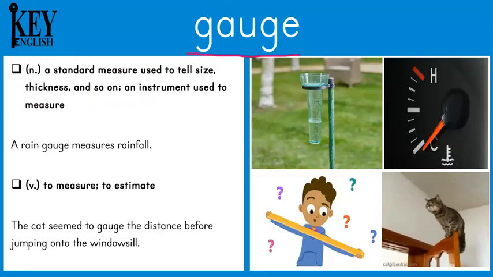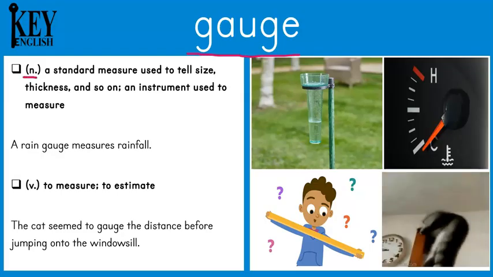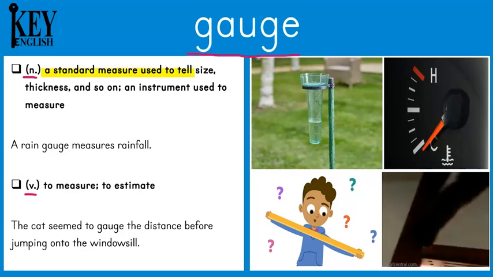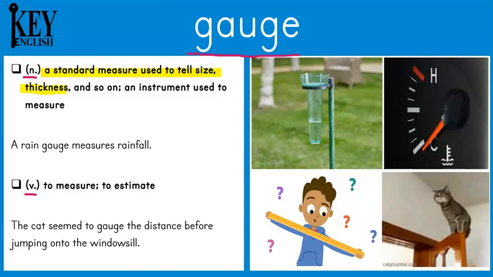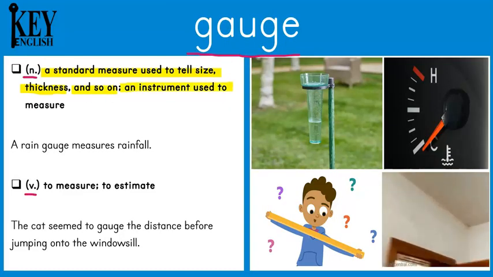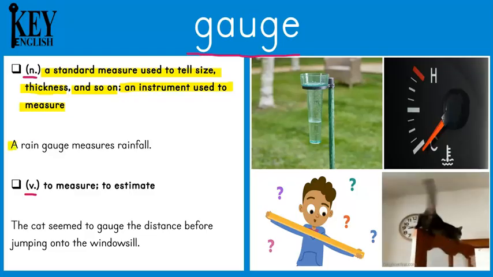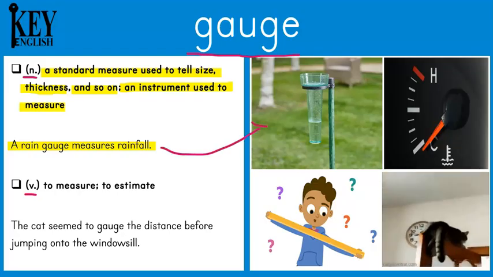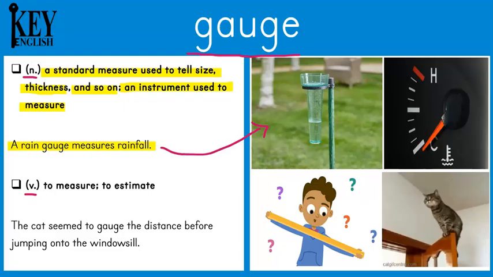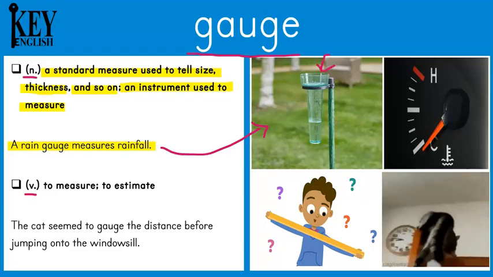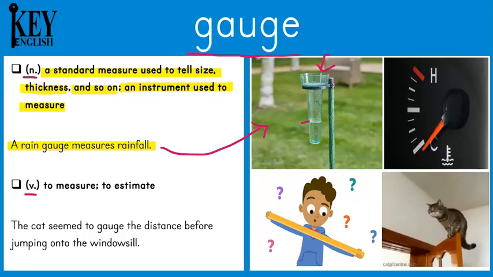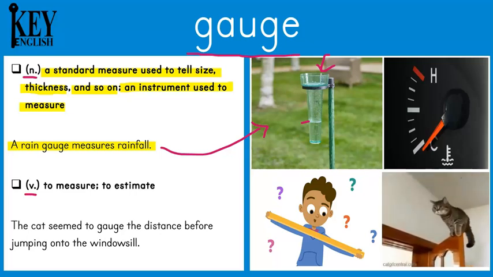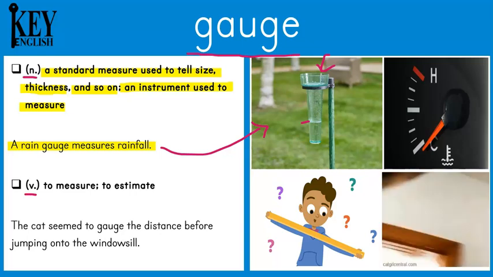The next word is gauge. Gauge can be used as a noun or as a verb. As a noun, it is a standard measure used to tell size, thickness, and so on. An instrument used to measure. For example, a rain gauge measures rainfall. So here's an example of what a rain gauge looks like. This little tool catches rain, and then you can check the measurement on it to see how much rainfall there was. So I could make a sentence like, the rain gauge showed that 5 centimeters of rain had fallen.